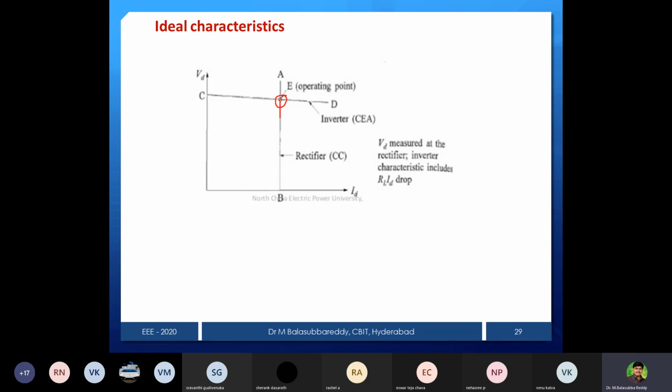From this operating point, you get point E. This is the current and this is the voltage at which it is going to operate. So this is the ideal characteristic, and later we will see the actual characteristics and then the combined characteristics of a rectifier and inverter. So we'll see that in the next class.